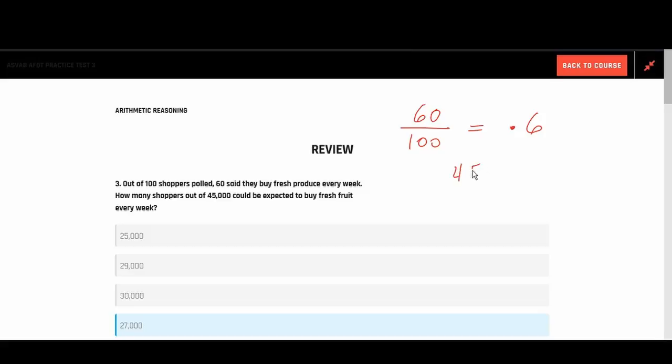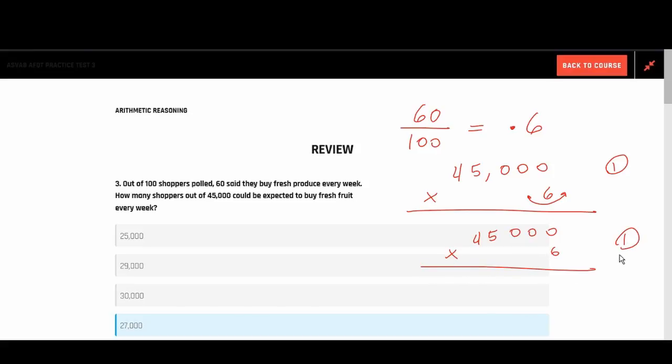More specifically, we're going to take 45,000, multiply it by 0.6. When we're doing multiplication with decimals, we have to move this decimal to the right once, and add it back in once we're done. So in reality, we're doing 45,000 times 6, albeit with one decimal to add back in at the end.